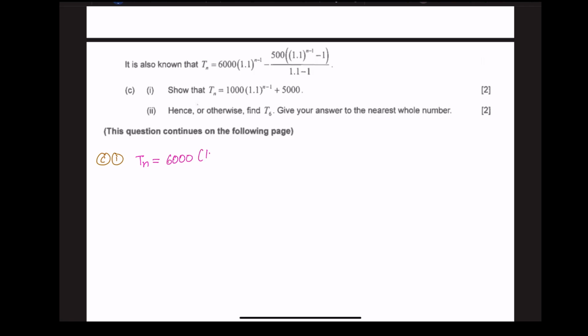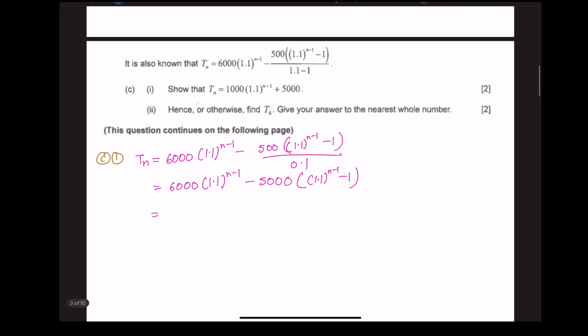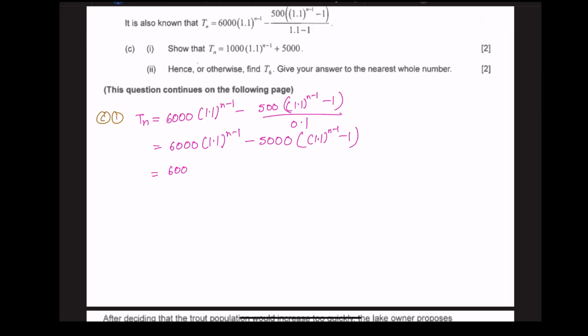So for the simplification, 6,000 times 1.1 to the power of n minus 1. I can keep it like this, 1.1 to the power of n minus 1, minus 1. Denominator is 0.1. So 500 divided by 0.1 is 5,000. So writing it accordingly, for n minus 1 minus 1. Now I'll just open the bracket and simplify. So I'll get 6,000 times 1.1 to the power n minus 1 minus 5,000.